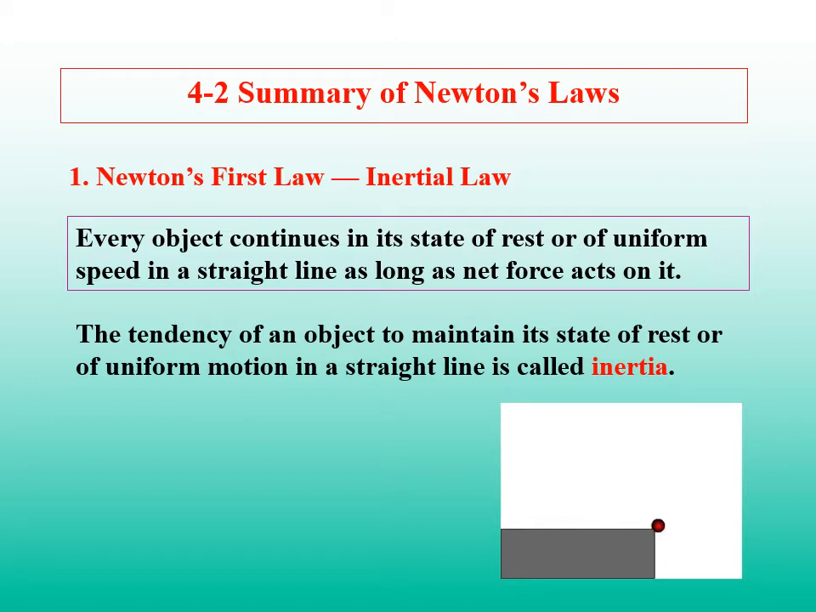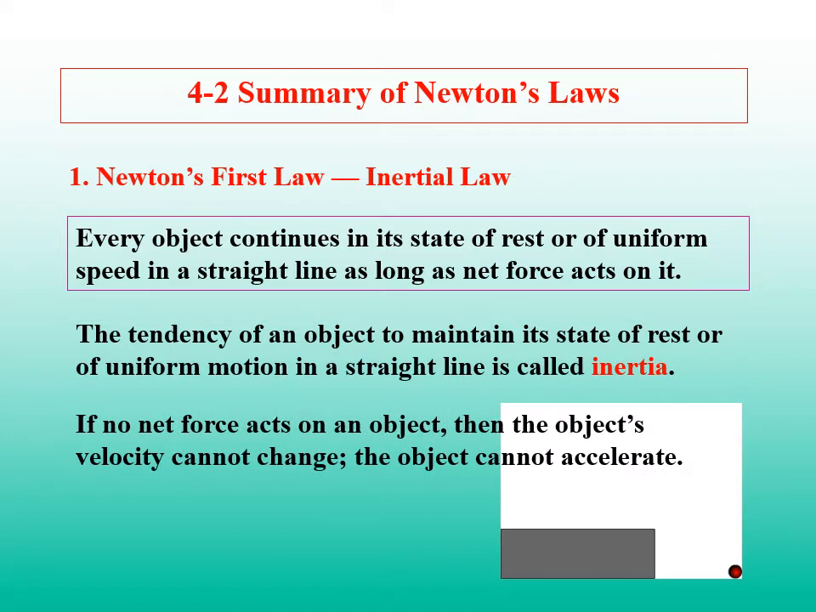The tendency of an object to maintain its state of rest or of uniform motion in a straight line is called inertia. If no force acts on an object, then the object's velocity cannot change. The object cannot accelerate. So, Newton's first law is often called the law of inertia.